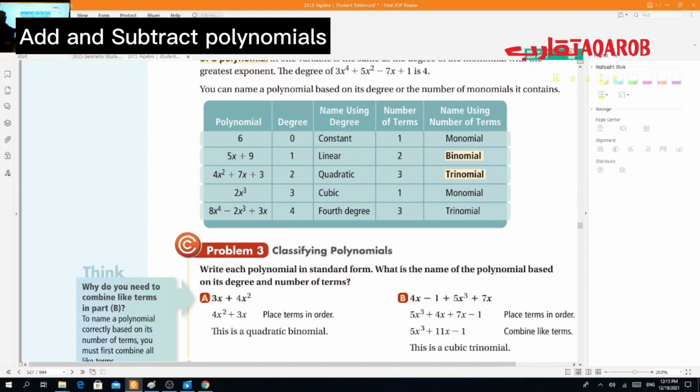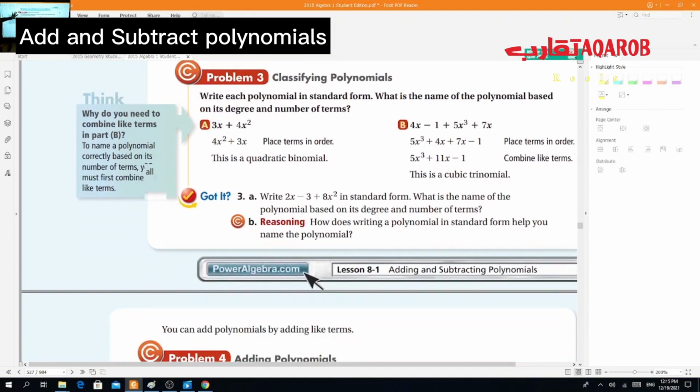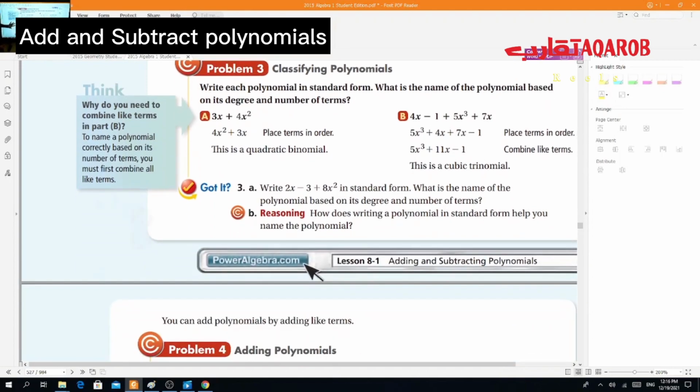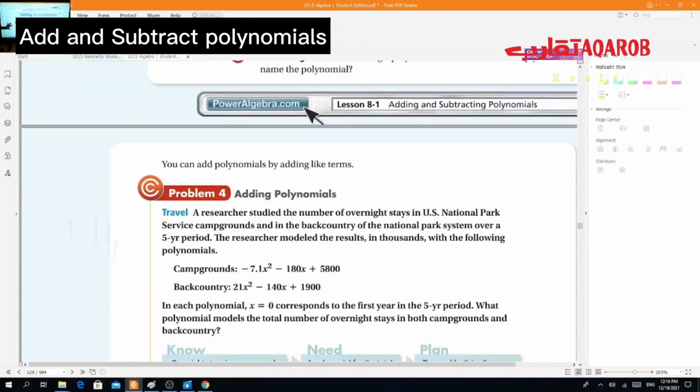When it's raised to power 4, I call it 4th degree. Raised to power 5, I call it 5th degree, and so on. When it's raised to the power 3, I call it cubic. When it's raised to the power 2, I call it quadratic. Now, to classify polynomials, I can go to the same table to classify them.